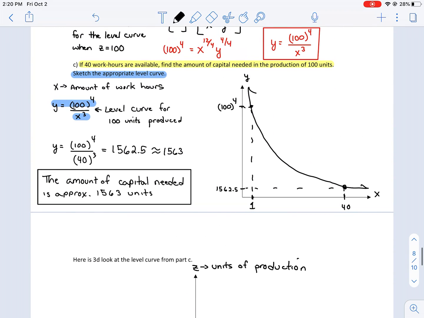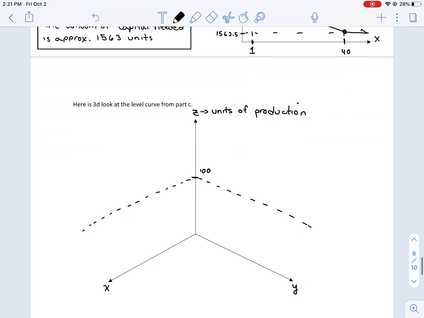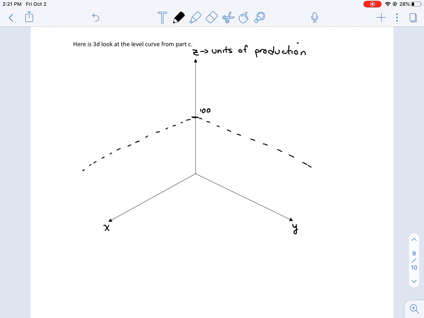So if we go back to the previous problem, notice that the production function doesn't cross the horizontal axis, nor does it cross the vertical axis. So in the 3D form of this level curve, the level curve is not going to pass through the wall on the right, which represents the YZ plane, nor is it going to cross the wall on the left, which represents the XZ plane. And these dotted lines represent the asymptotes. Now here is 1 along the x-axis, and here is 100 raised to the 4th power.